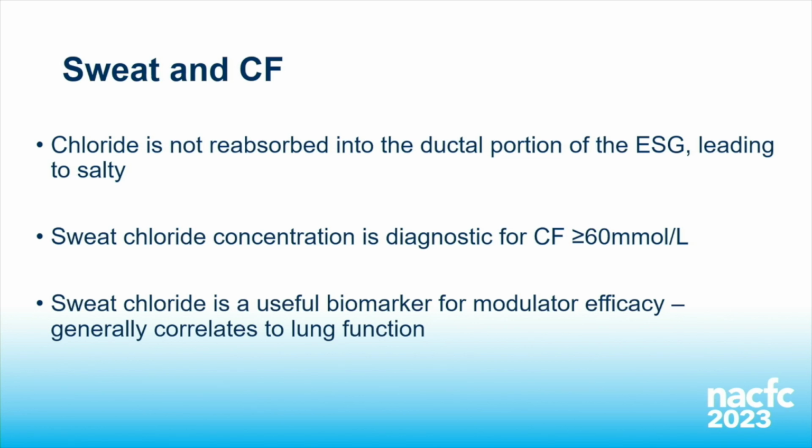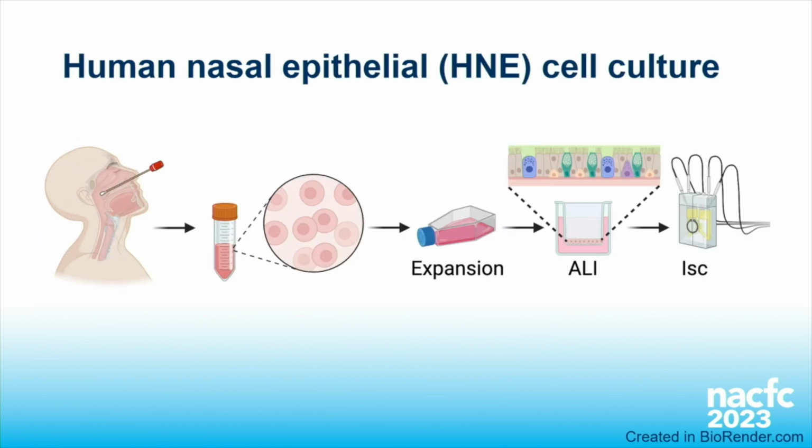Our goal is to learn more about how CFTR and other ion channels localize in the sweat gland epithelium, and whether we can use sweat gland cells to test CFTR function and response to treatments for people with CF. The cell culturing technique we have employed for sweat glands is based on human nasal epithelial or HNE cell culture, which is a well-established technique that has been widely used for CF and other research.